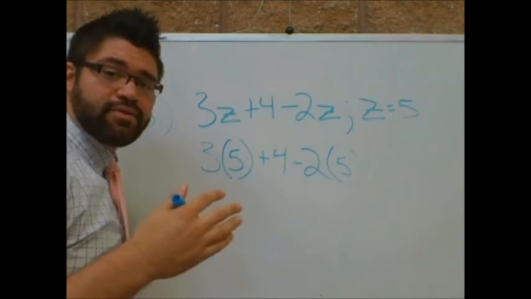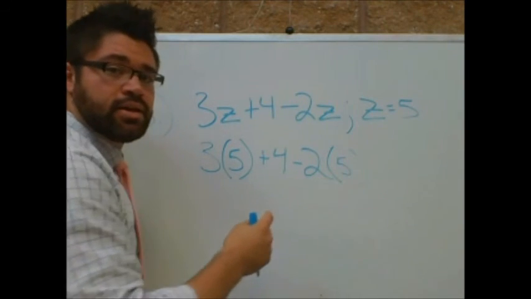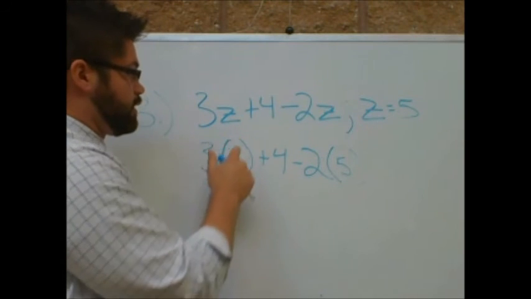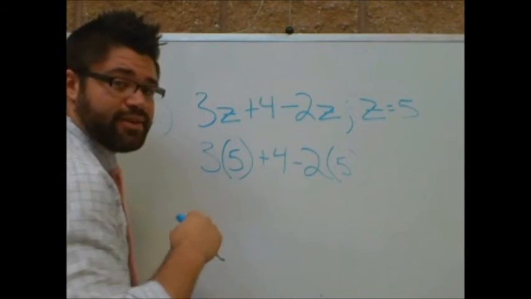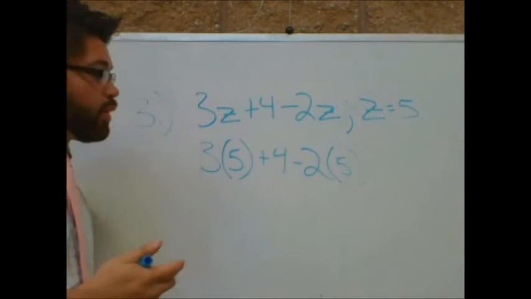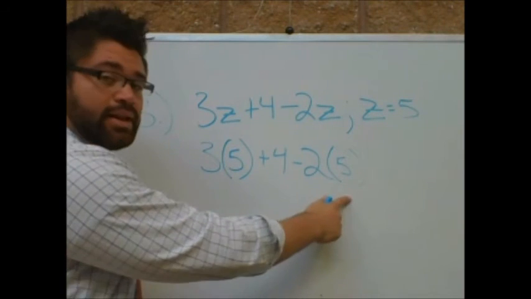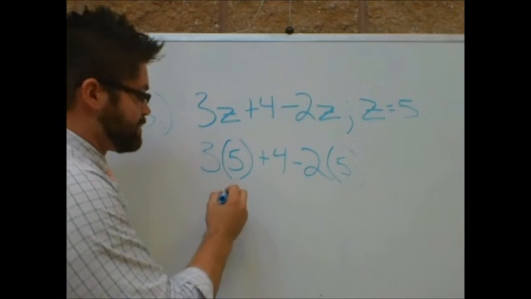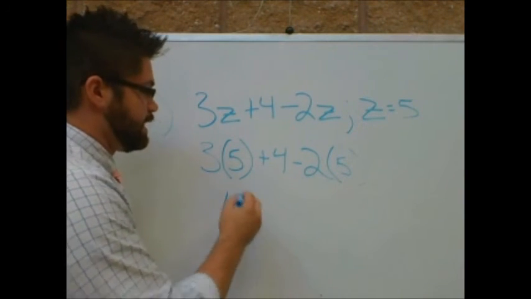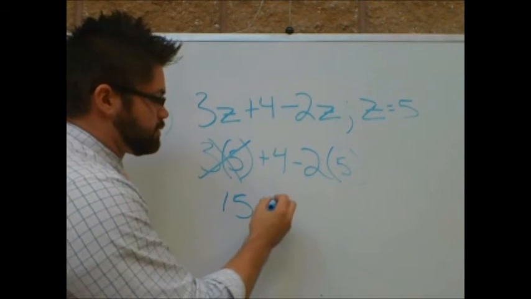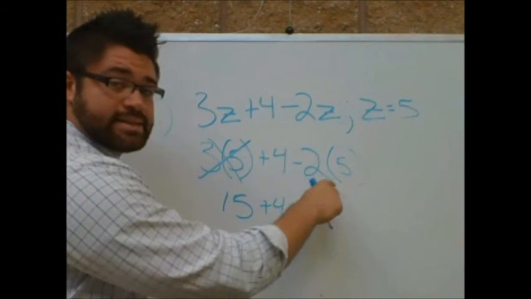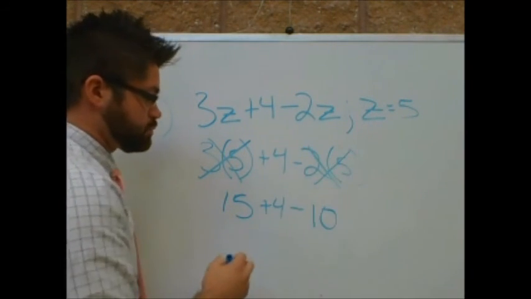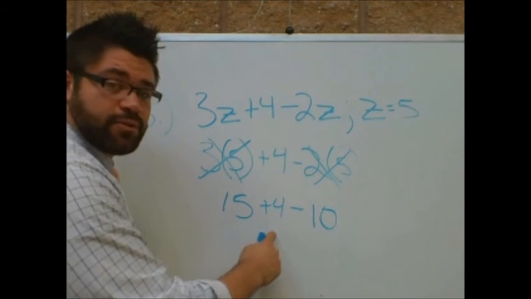So again, if we have the variable, we know that the variable is z. We're just going to plug it in or substitute it for the variable. Every time we see a z, it's now a 5. Now remember your order of operations. We can't just go straight down the line. We need to do our multiplication first in this instance. So 3 times 5 is 15. I'm done with that. Plus 4 minus 2 times 5 is 10. I'm done with that. Now we're at 15 plus 4 minus 10.